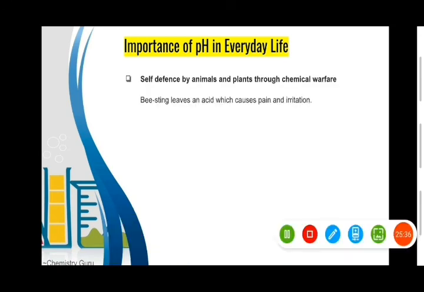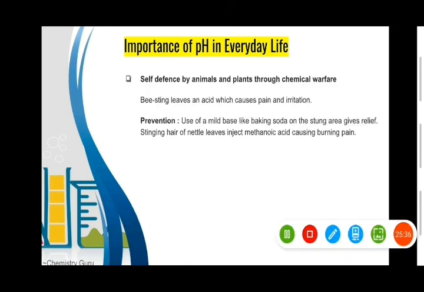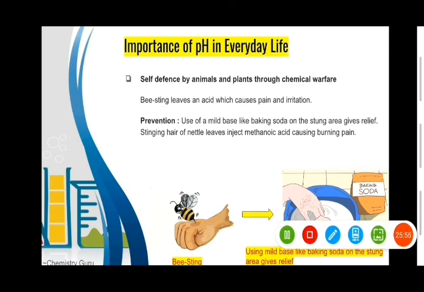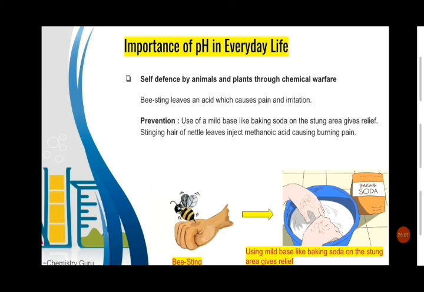Next is self defense by animals and plants. Whenever a bee stings, it leaves an acid which causes pain and irritation. So in bee stings, what is actually happening? It leaves acid on your skin, causing pain and irritation. And what is the prevention for that? Again, neutralizing the effect with the help of a mild base, for example, baking soda. If you apply this on the stung area, it gives you relief from this pain and irritation.